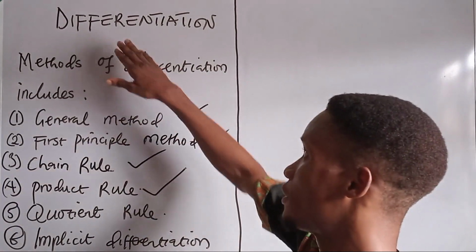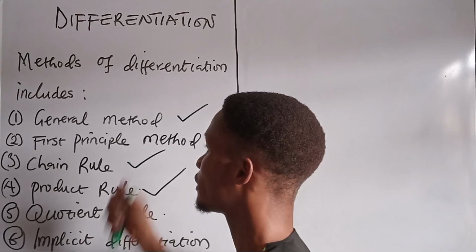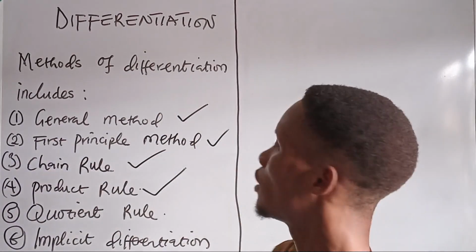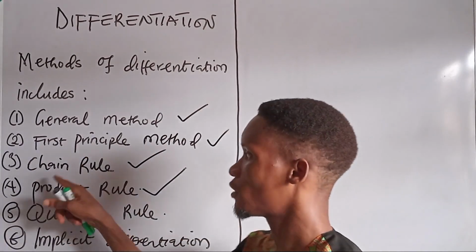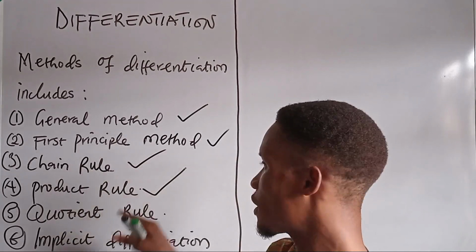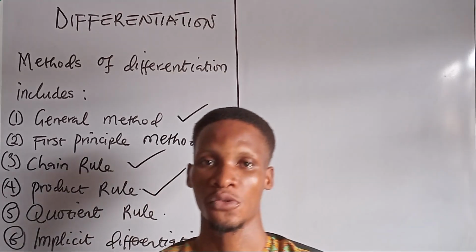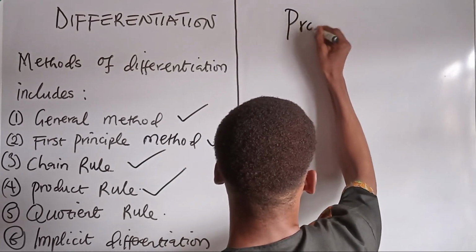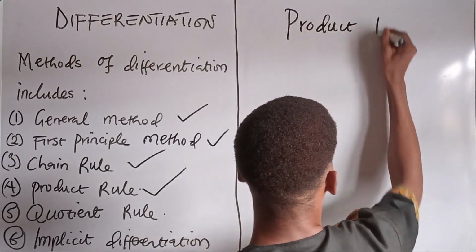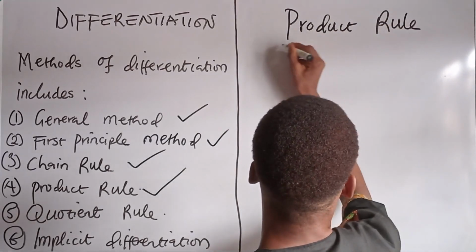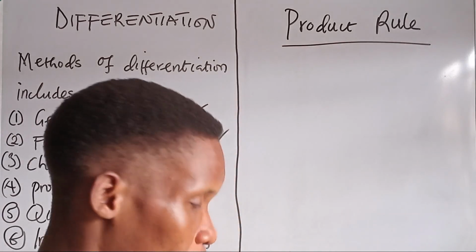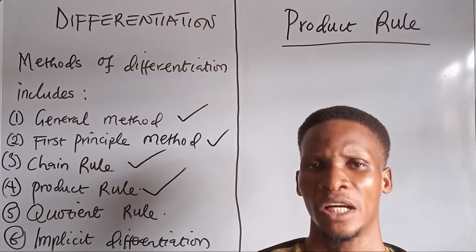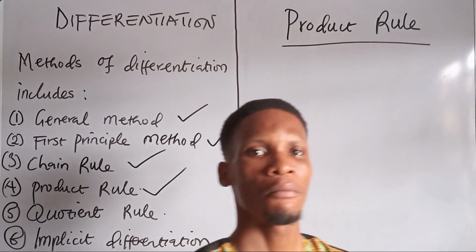We're looking at differentiation today, where we've treated these methods of differentiation, which include the general method of differentiation, the first principle method of differentiation, and the chain rule. So today we're looking at the fourth one, which is the product rule. A product, we say, is a result that is gotten after multiplication.